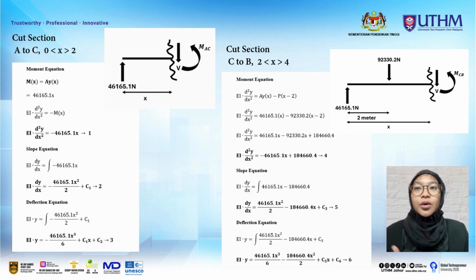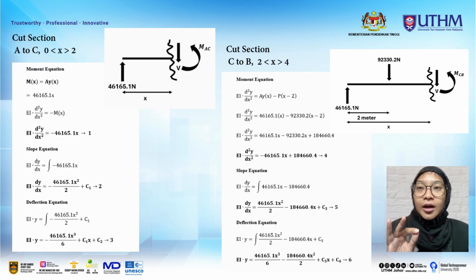For region 2, EI times d power of 2 y over dx power of 2 is equal to negative 46,165.1 x plus 184,660.4, and that is our fourth equation.